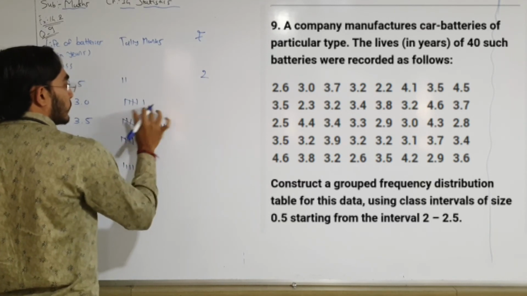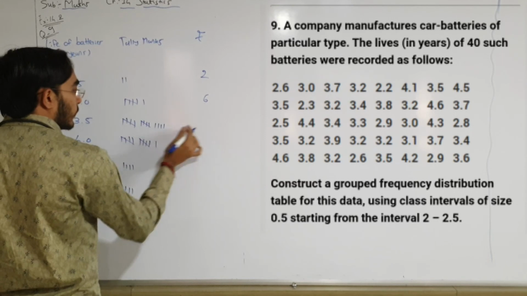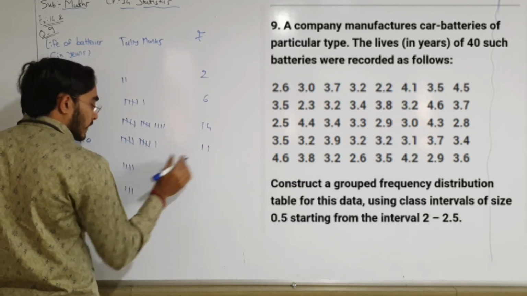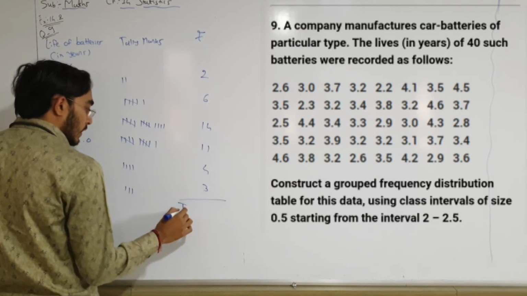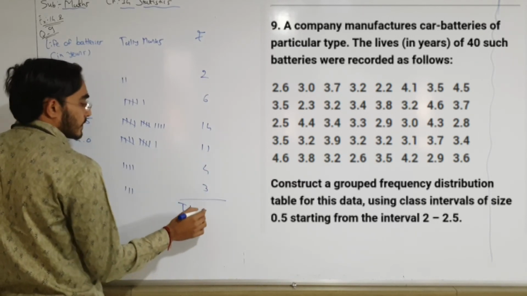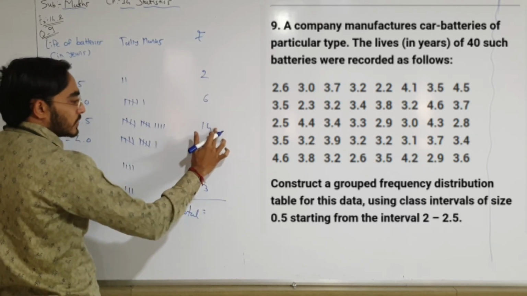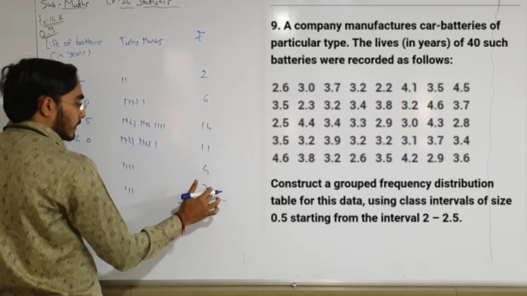5 plus 1, 6, 5 plus 5, 10 plus 4, 14, 5 plus 5, 10 plus 1, 11, here 4, here 3. Now find out the total. 6 plus 2, 8, 14 plus 8, 22, plus 11, 33, plus 4, 37, plus 3, 40.